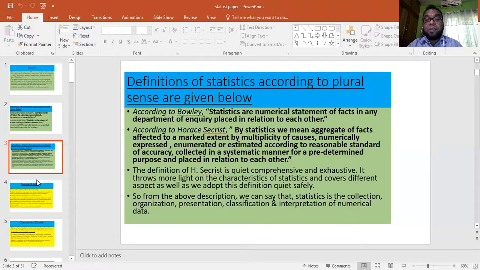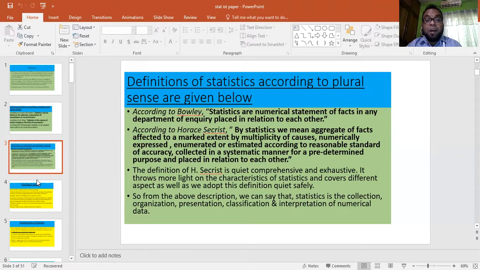Not only numerical, but enumerated or estimated according to the reasonable standard of accuracy and collected in a systematic manner for a predetermined purpose. The purpose should be clear and mentioned, and the field should be mentioned. Collection of data procedure and other procedures should maintain a standard rate of accuracy, that is, a standard formula should be followed, and placed in relation to each other. Their facts should be related. Data should be related to each other. Not like your height being related to your father's income. Not like this.